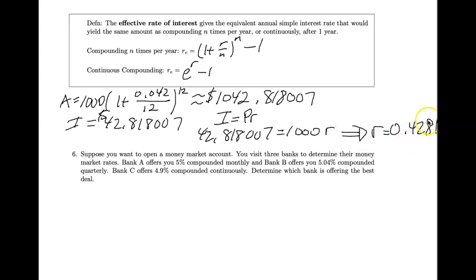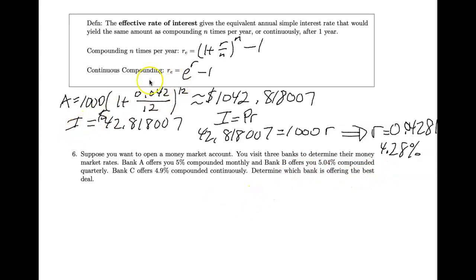0.0428. So when we change this to a percent, it's going to be 4.28%. So what the effective rate of interest for our example is, for something that's compounded n times per year, is that you've converted the interest that you get compounded monthly to what it would be at a simple interest rate. And so this would be the rate.